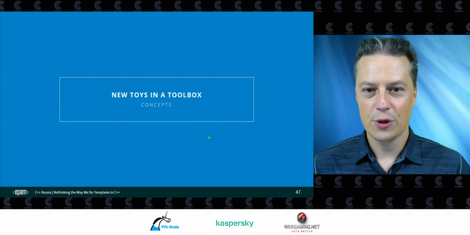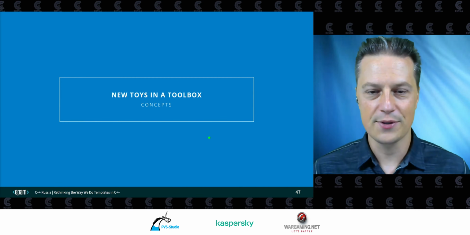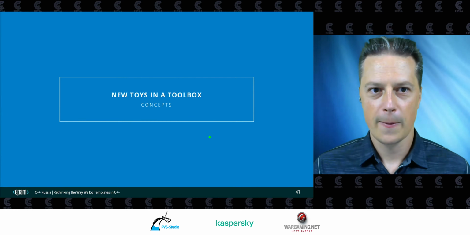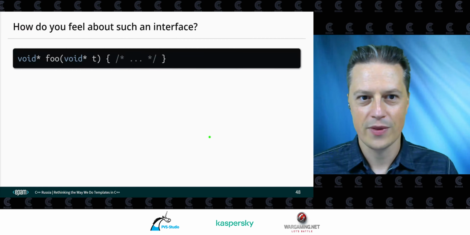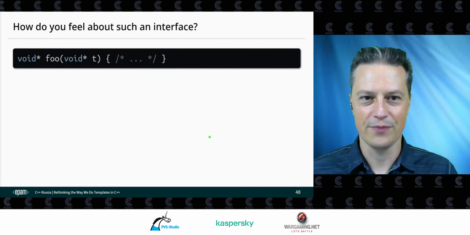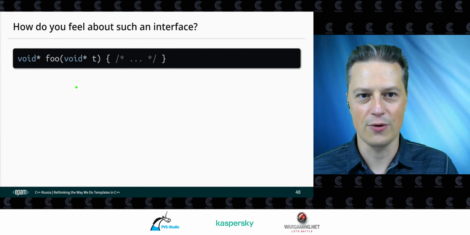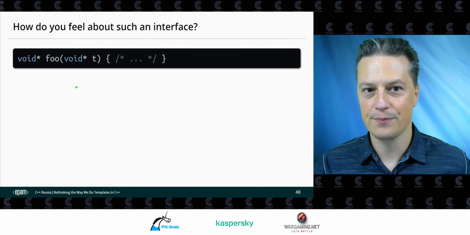Another new tool that we have in our C++20 toolbox is concepts. How do you feel about such code? This is C-like, right? This is bad. Void pointer basically means everything, right? So we are laughing at C, we are better, we have strong types. Yes?